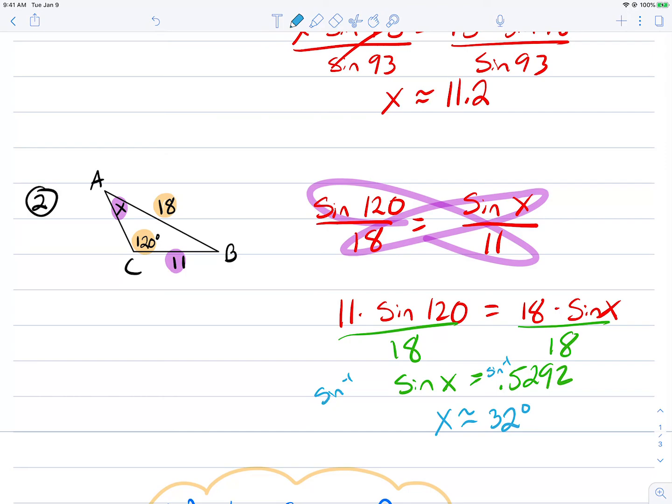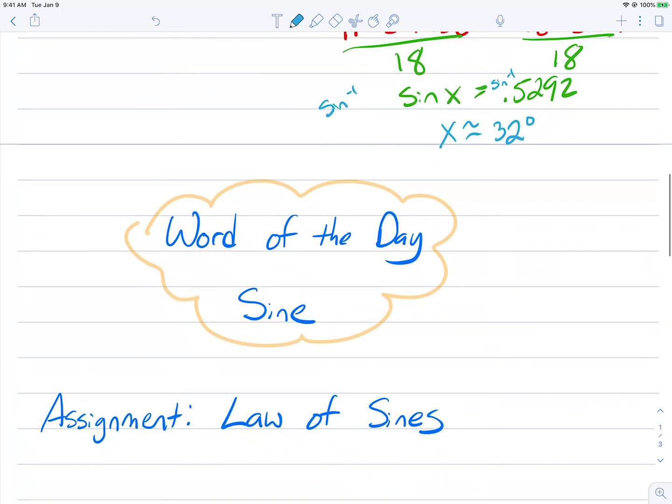Have a great, oh, just kidding, hold on. Your word of the day is sine. And your assignment is law of sines. Okay, now you can have a great day.